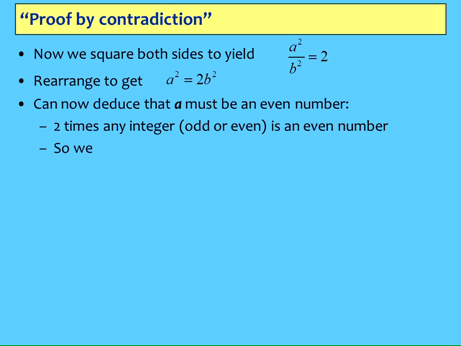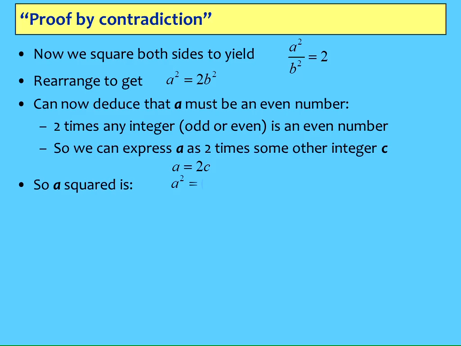So having done that, I can now say a is 2 times some other number, for example, c. A has to be equal to 2 times c, because it can't be an odd number. Otherwise, squaring it would give another odd number. So a is 2 times c. And if I then look at what a squared is, it is therefore 2c squared, which is 4 times c squared.